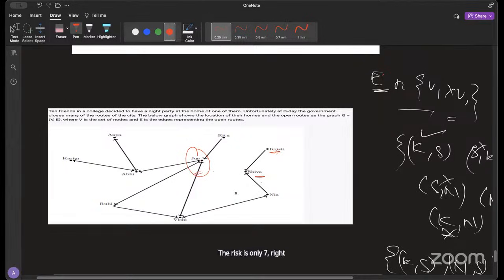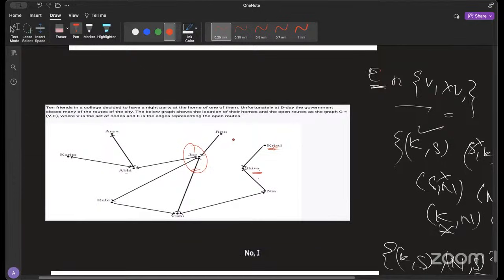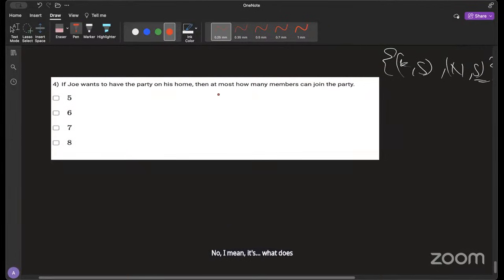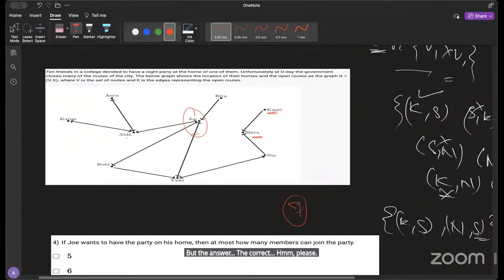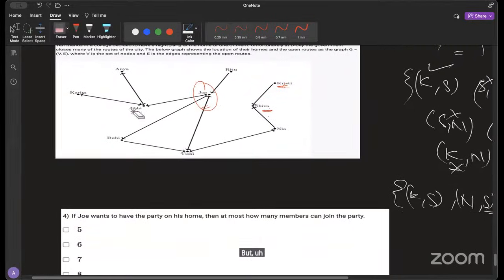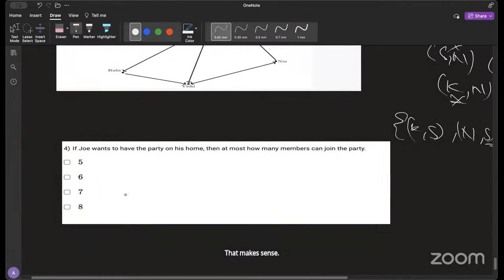Joe's place. The question is slightly twisted. Joe should not be included in the answer, no? Yes, ma'am. But the given answer is 8, actually. It should have been 7. But technically Joe can attend the party too, so that makes sense. It's a question of interpreting whether Joe should be included or not in the count.